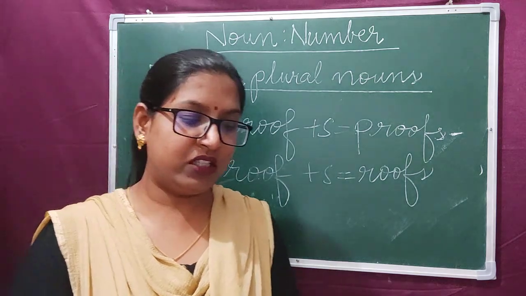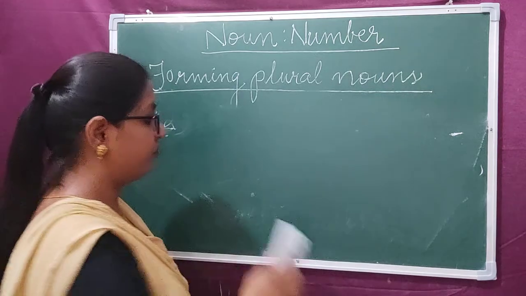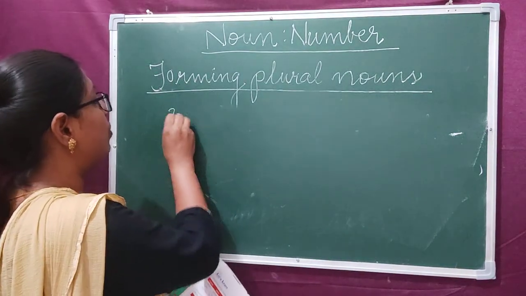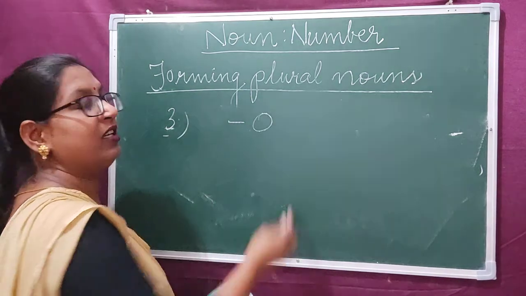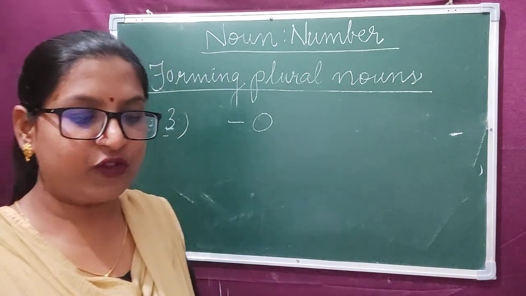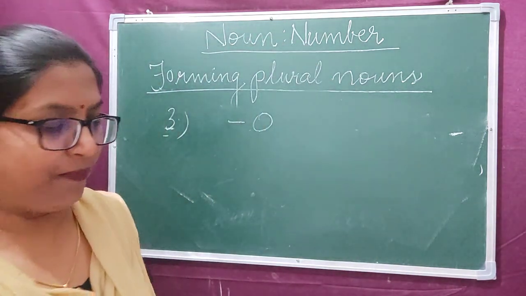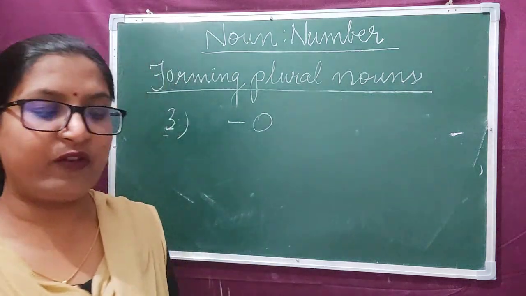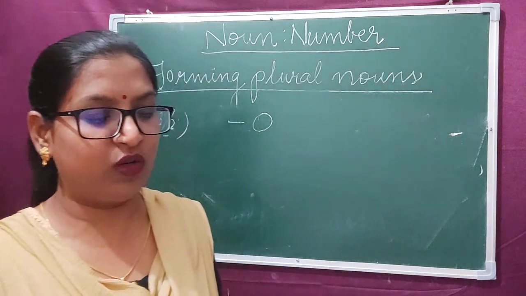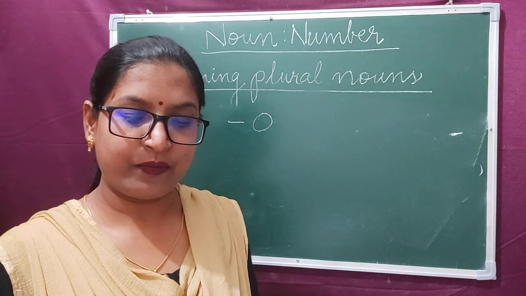Now, the third rule is plural forms of nouns ending in O. When the nouns are ending in O, what do we do? We add ES with them. Clear? Nouns ending with O usually take ES at the end of the singular form to form their plural nouns. Clear?